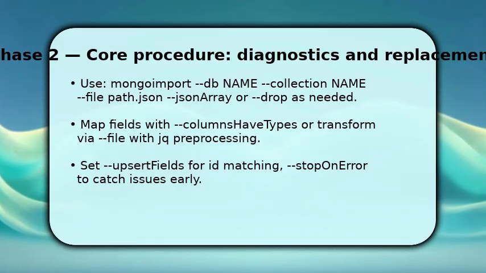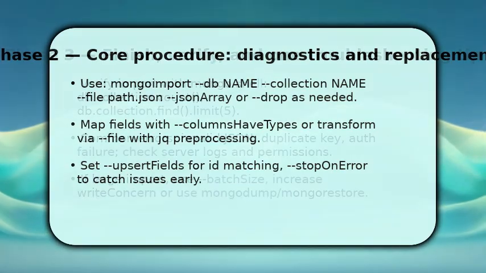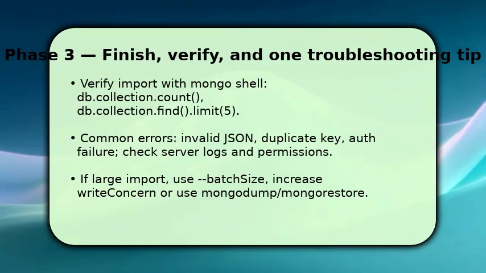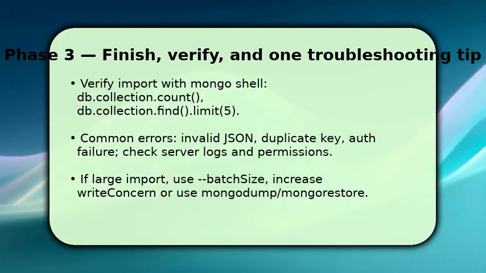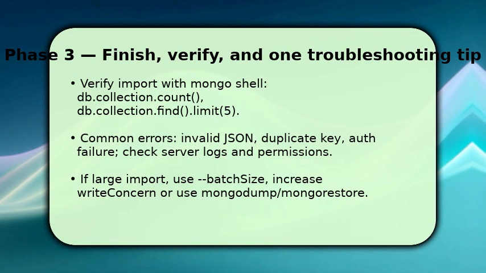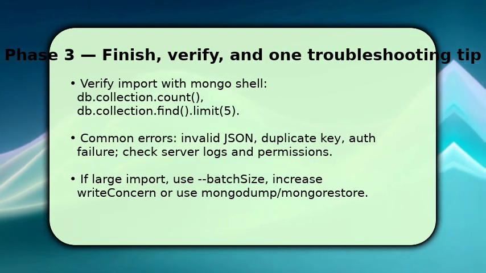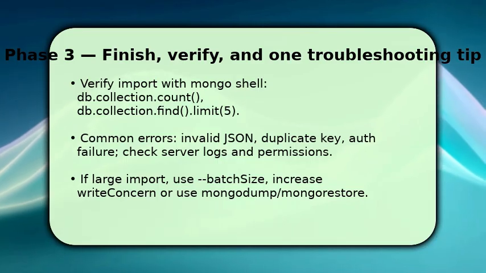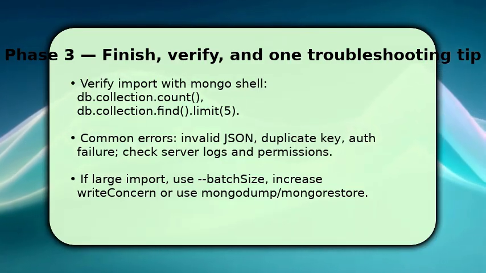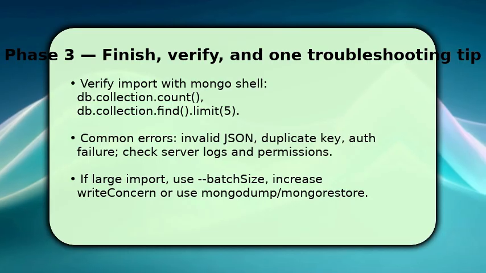Finish by validating results in the Mongo shell. Run counts and sample queries to confirm documents and field types. If you hit errors, inspect the mongoimport output. Invalid JSON or duplicate key errors are common. Fix the file or adjust upsert fields. For authentication failures, recheck user roles and the authentication database.